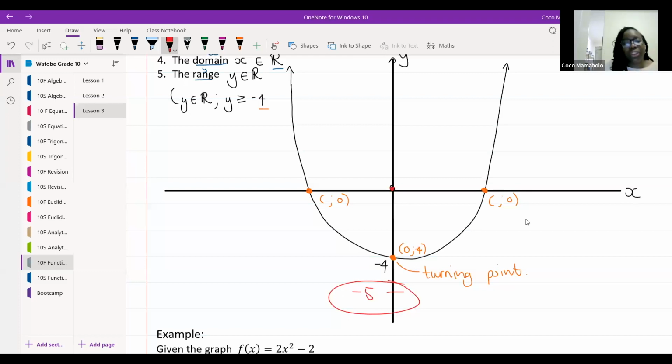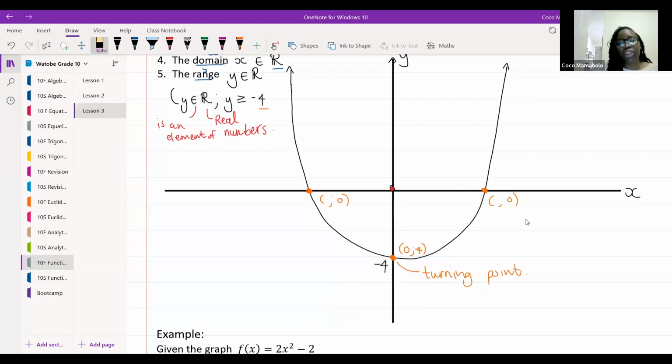Oh, this R, Didi, this R stands for real numbers. It's the symbol for real numbers. And this E over here just means is an element of. Is an element of real numbers. That means that your y value is a number that comes from real numbers. Okay, that's all it means.